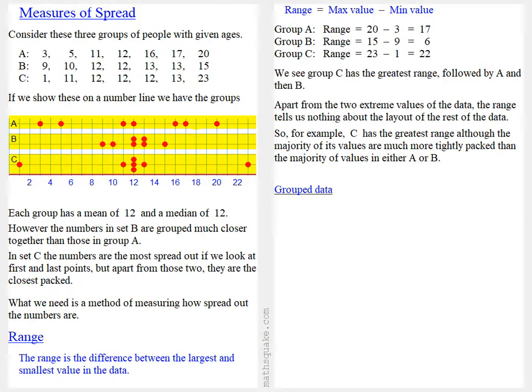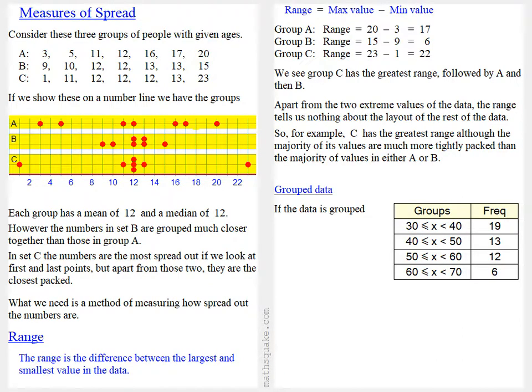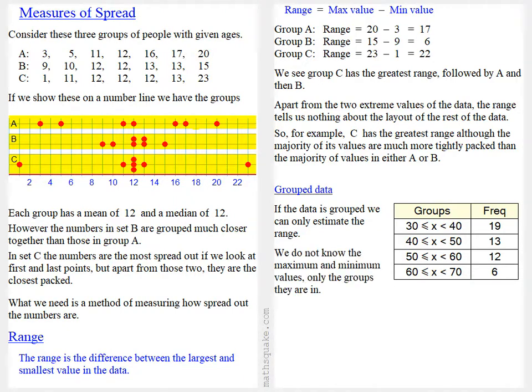Now if we consider group data, if the data is grouped, we can only estimate the range. The problem is we don't know what the maximum and minimum values are, only the groups that they're in. So we have to assume the range is the difference between the lower and upper boundary values of the data.